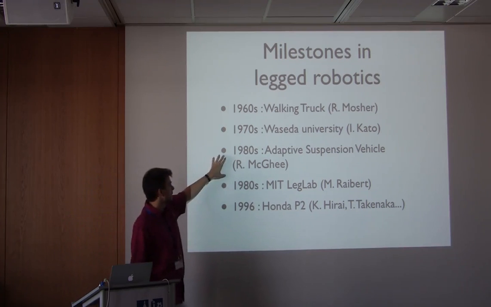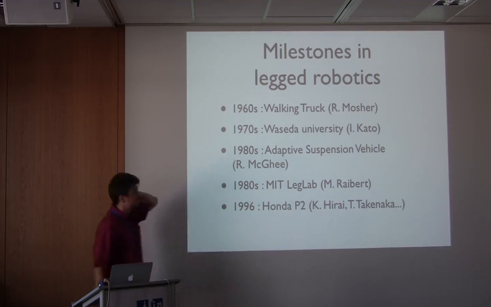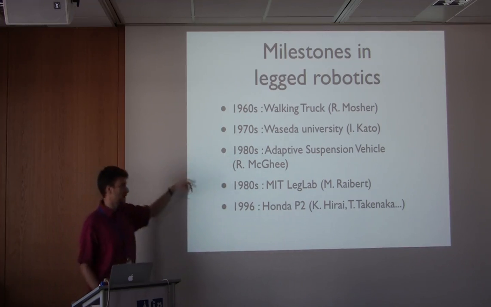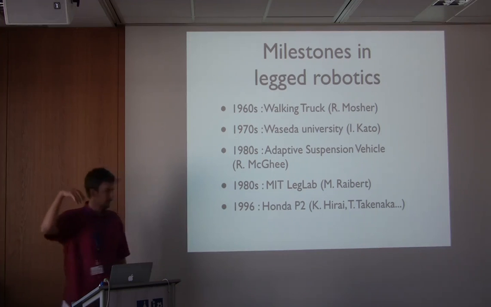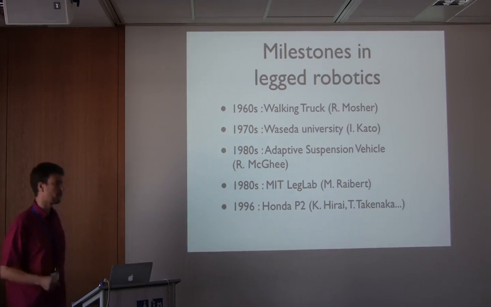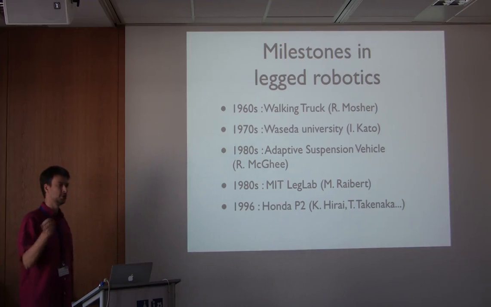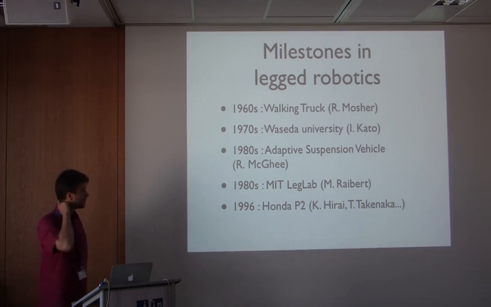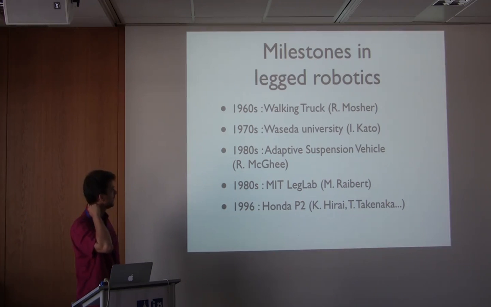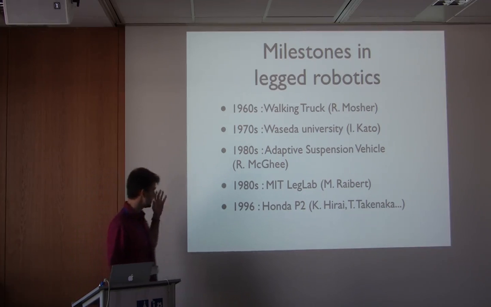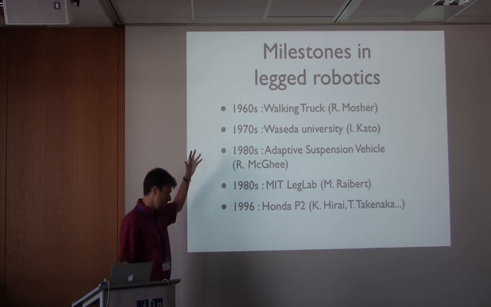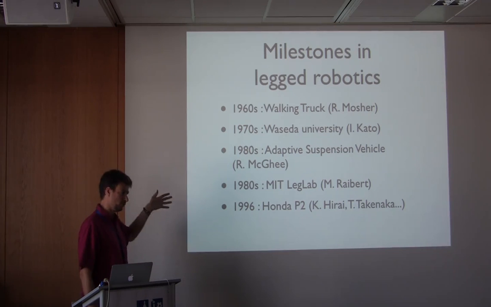However, you have one great achievement in the mid-80s, the adaptive suspension vehicle. This time it was a hexapod carrying a human driver, but the human driver at that time was only using a joystick. And then you had a fully autonomous motion. I'll show the videos because that's really impressive. To think that, well, 30 years ago, you had already great things happening. But as I told you, at that time, quasi-static motion was the rule.